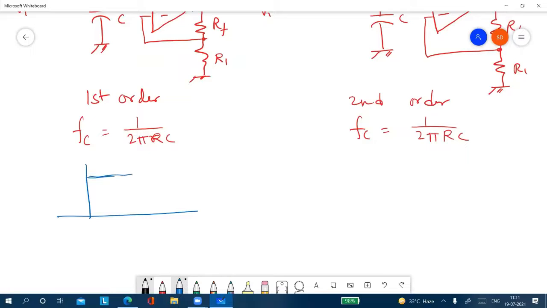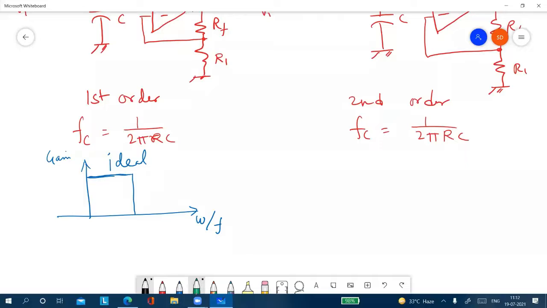For an ideal low pass filter, this is the characteristic. Here this is the gain, the output by input, and this is the frequency omega, or you can also write f. This is the ideal gain versus frequency characteristic of the low pass filter.